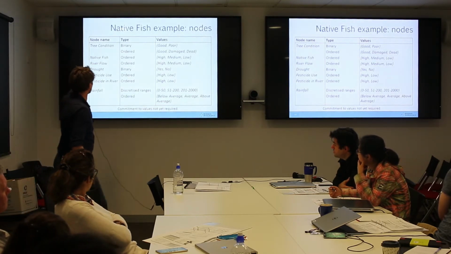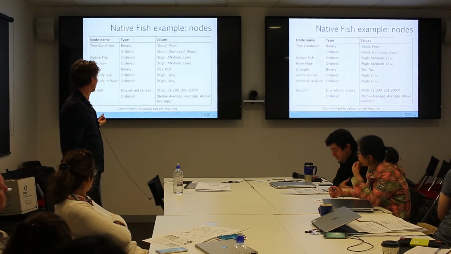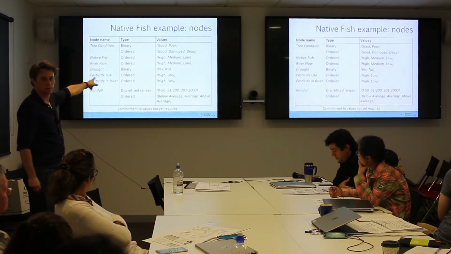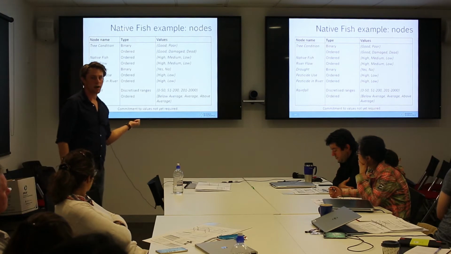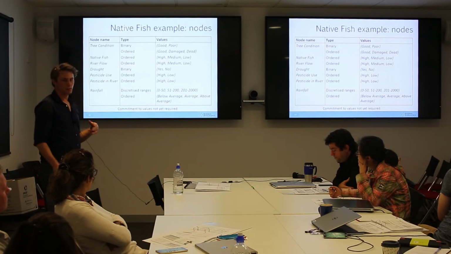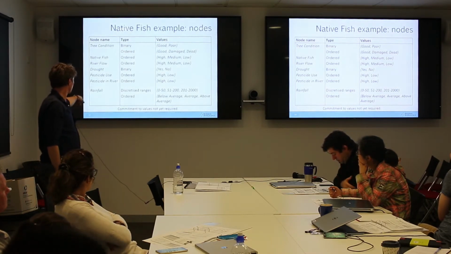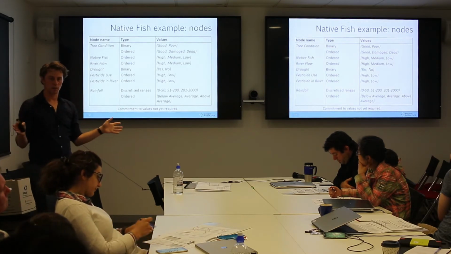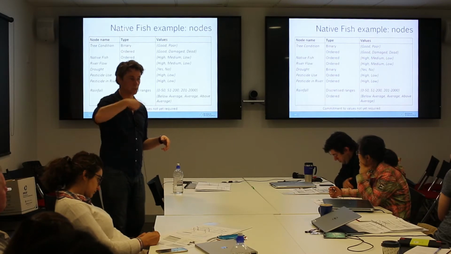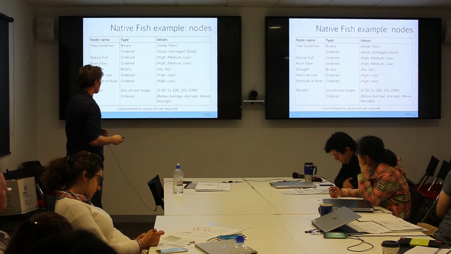So we have some suggested states here. For tree condition, we could have good or poor, or we could have good, damaged or dead. Native fish and river flow are ordered: high, medium and low. Drought we can say is either yes or no, in a drought condition or not. Pesticide use is ordered, and rainfall has some discretized ranges attached to it. We might be tapping into a meteorological database, which is giving us a number in millimetres, so we'll use that type of data with a Bayesian network as well.